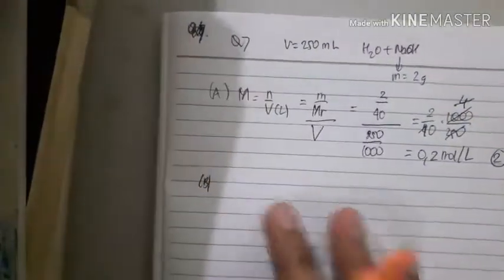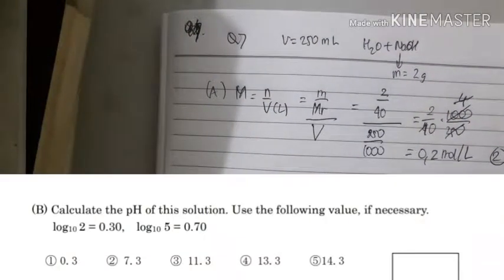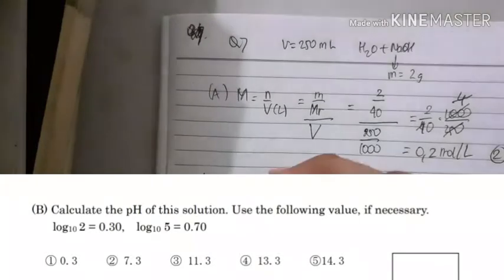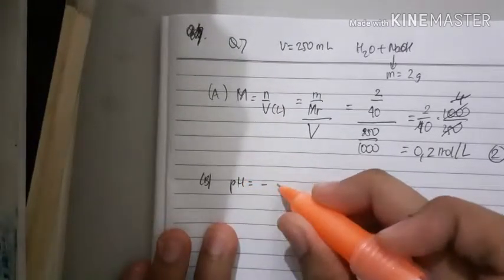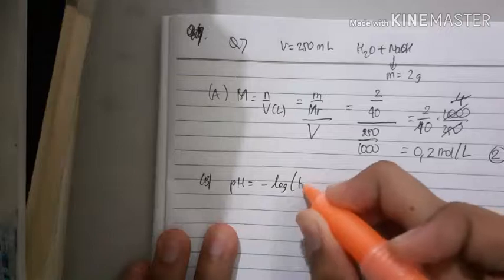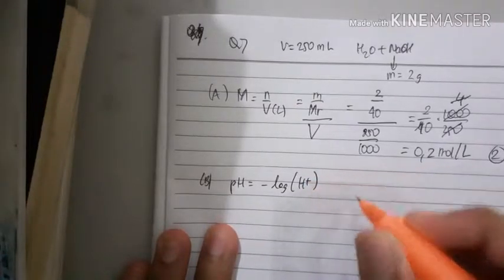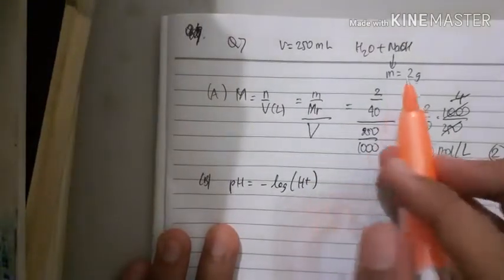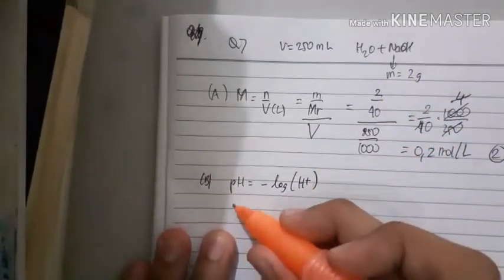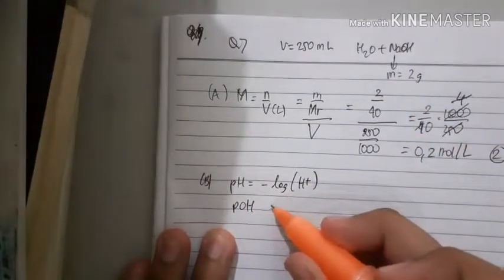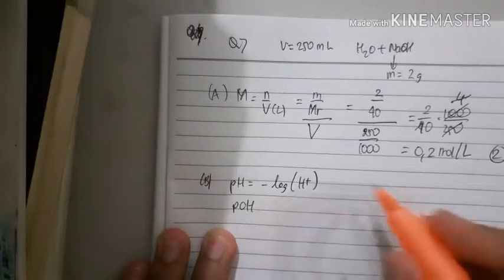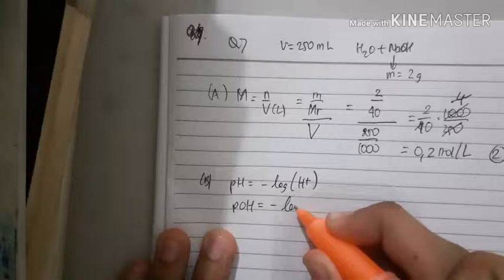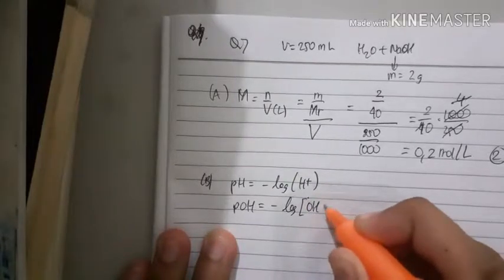And now for B, they ask us to calculate the pH of this solution. Now to calculate the pH, the formula for pH is actually the minus logarithm of the molar concentration of the acid. But because we have a strong base, we should do this first, pOH. So the basicity value of the solution, so that is minus logarithm of OH minus.